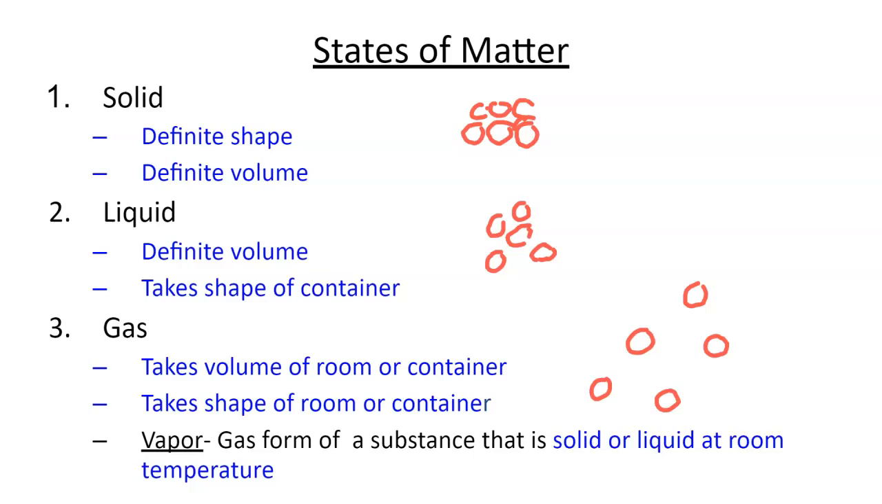So we call it nitrogen gas because it's a gas at room temperature. We call it hydrogen gas because it's a gas at room temperature. But we call it water vapor because water is a liquid at room temperature.